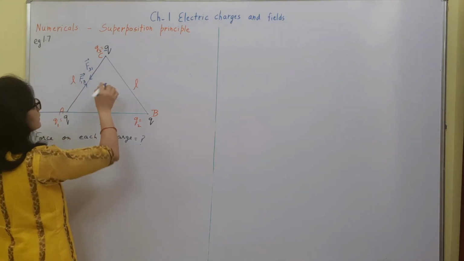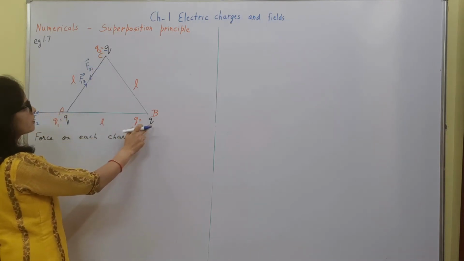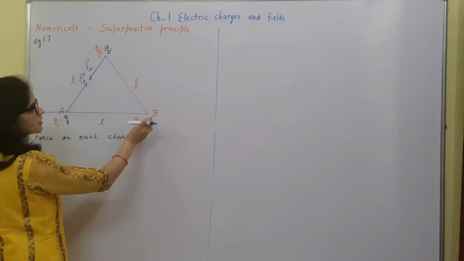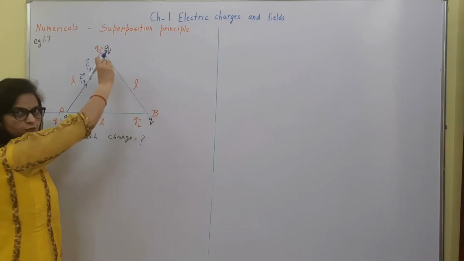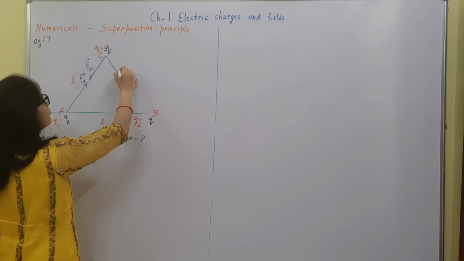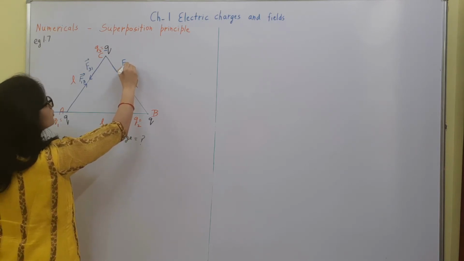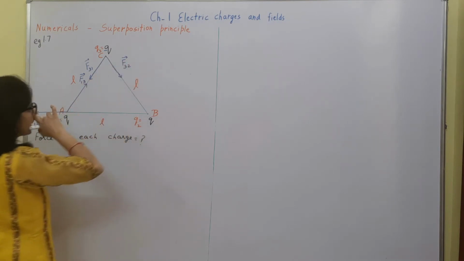Right? Similarly, force on 3 due to charge 2. These are also dissimilar. So this charge will also try to bring it towards itself. So the direction of force on 3 due to 2 will be this.